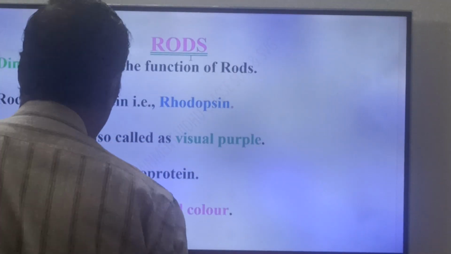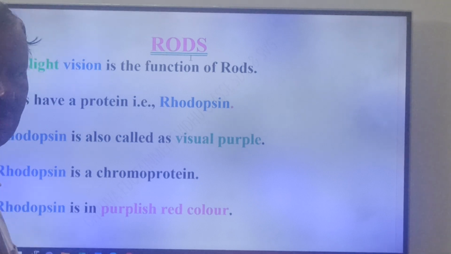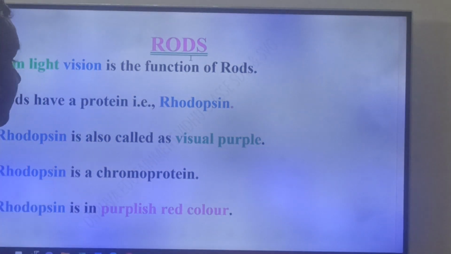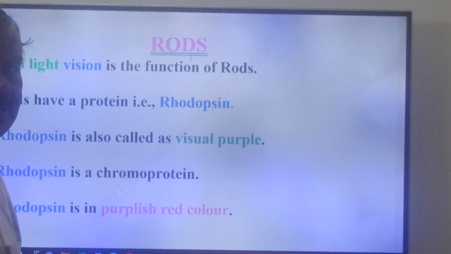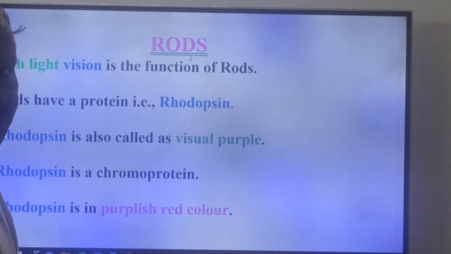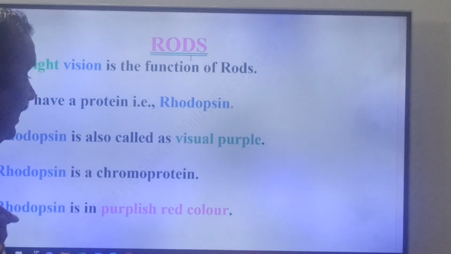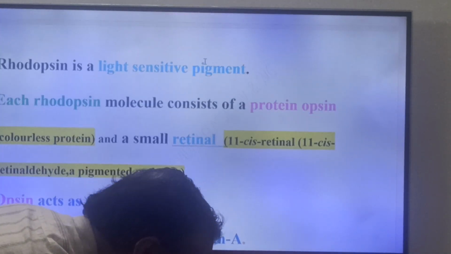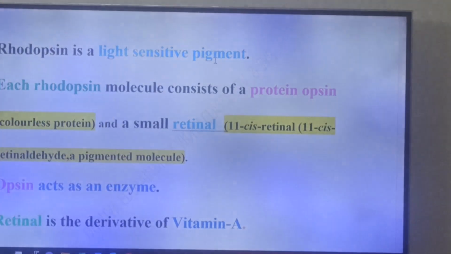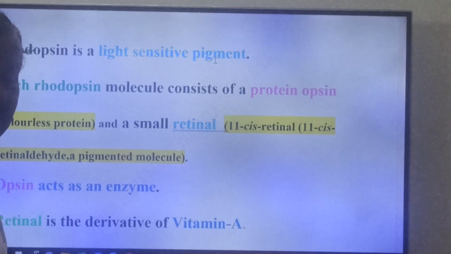Once again, friends, what is the function of the rods? Rods help in dim light vision. They have a protein, that is rhodopsin. Rhodopsin is also called visual purple. It is a chromoprotein. What is the color of the rhodopsin? It is purplish red in color. Rhodopsin is a light sensitive pigment which is present in the rods.